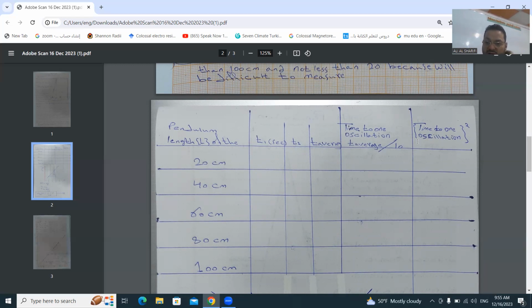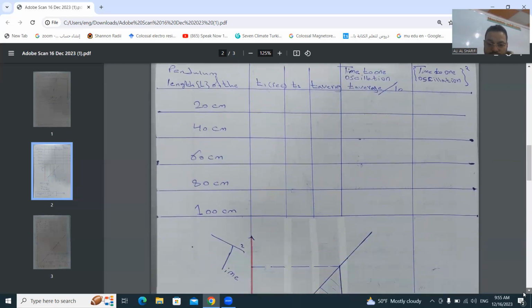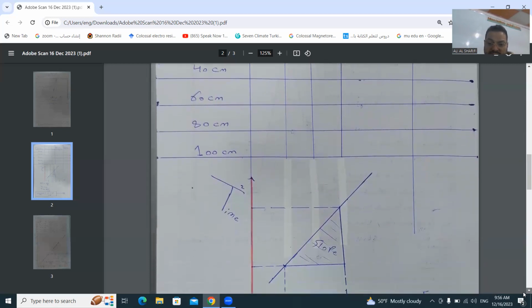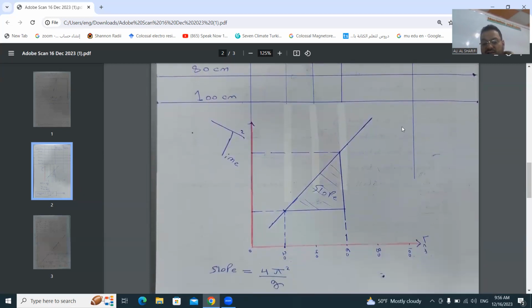After that, I will put the square for this column. The two most important columns here are the length of the string and T square. My curve will be like that. I have a linear relation between the length of the string and T square.